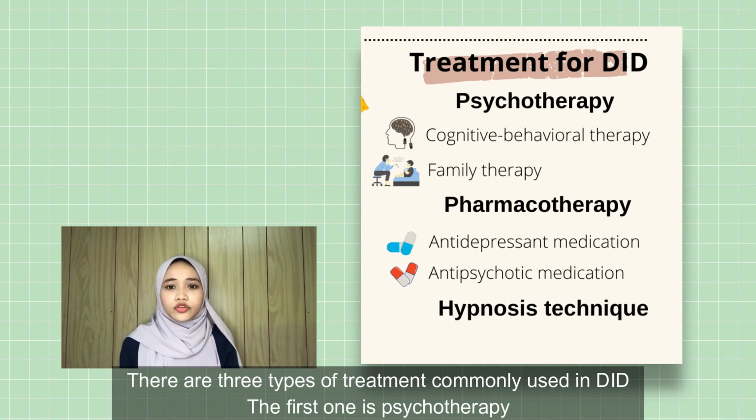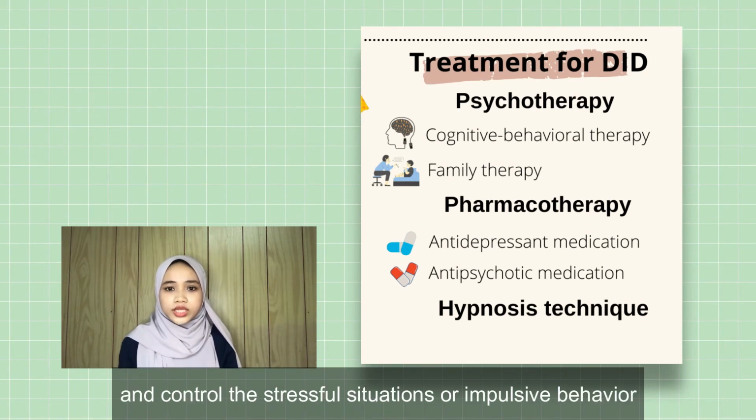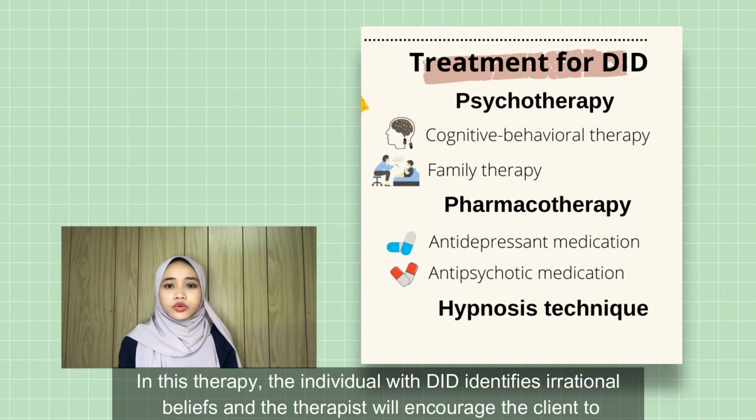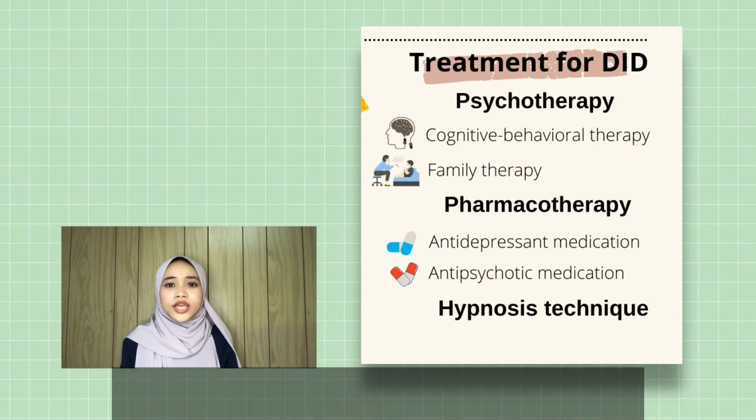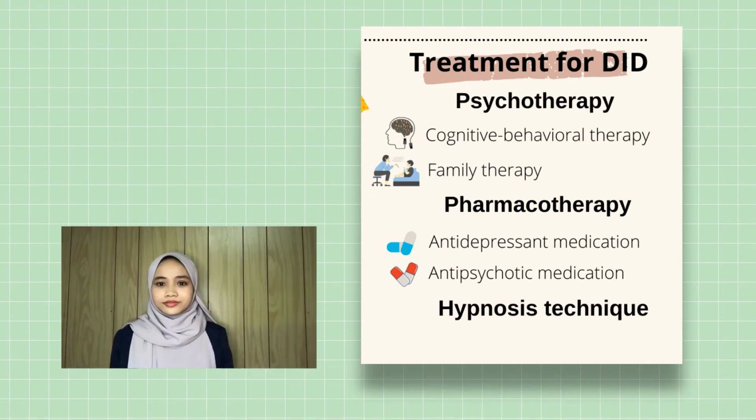The first one is psychotherapy. One of them is cognitive behavioral therapy, which is CBT. It is used to help patients explore and control stressful situations or impulsive behavior. In this therapy, the individual with DID identifies irrational beliefs, and the therapist will encourage the client to engage in activities that will help them improve their declining self-belief.